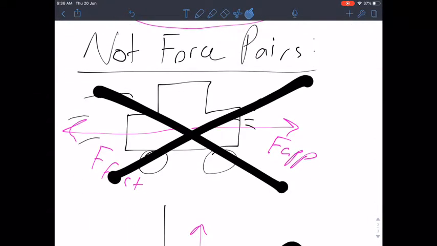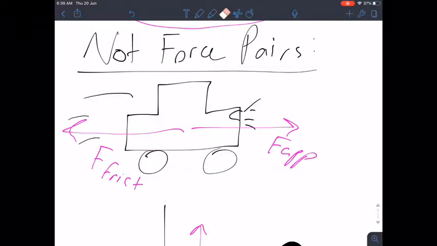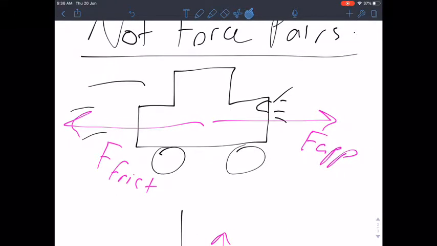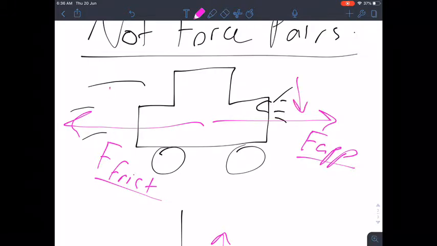Okay, now let's talk about some things that are not force pairs. All right, so looking at this car, there's an applied force to the right and a force of friction to the left. And a lot of people will say, oh, great, those are a force pair. They're in opposite directions, and they might be equal. They are not a force pair. First of all, because they don't have to be equal. The applied force can be bigger than the friction, or the friction can be bigger than the applied force.